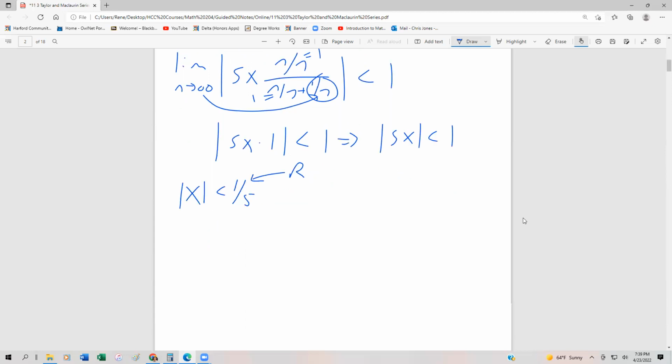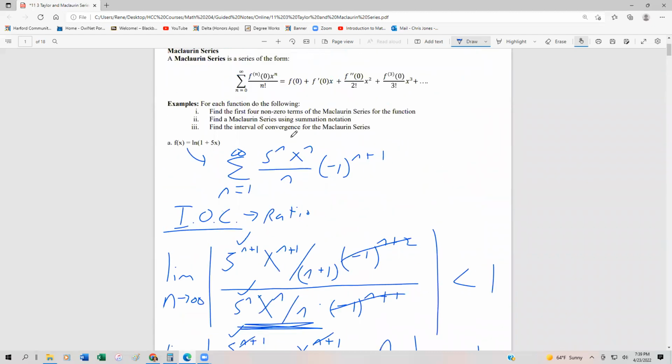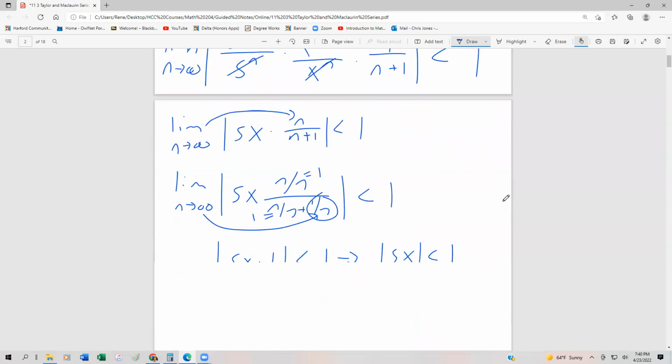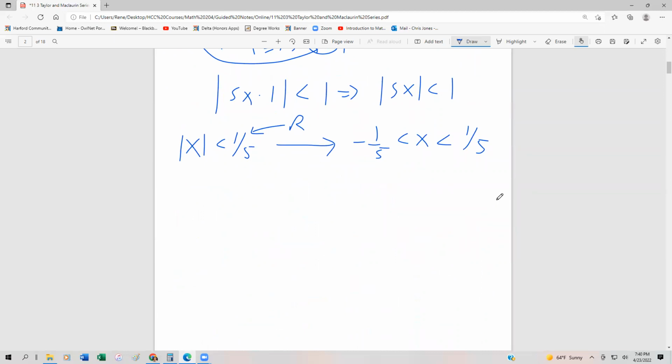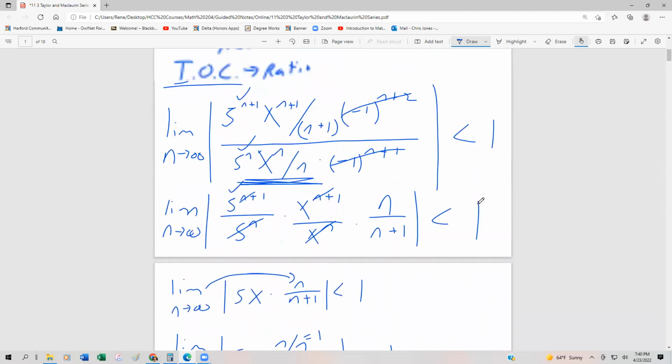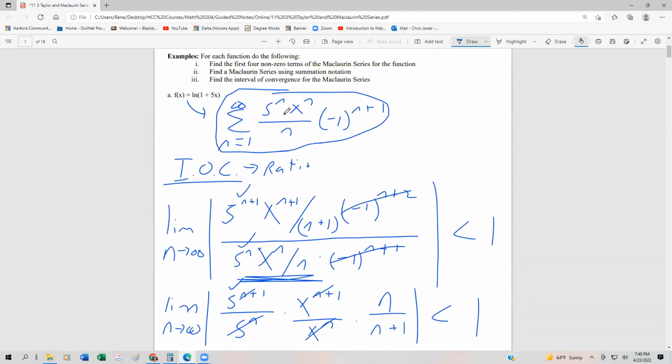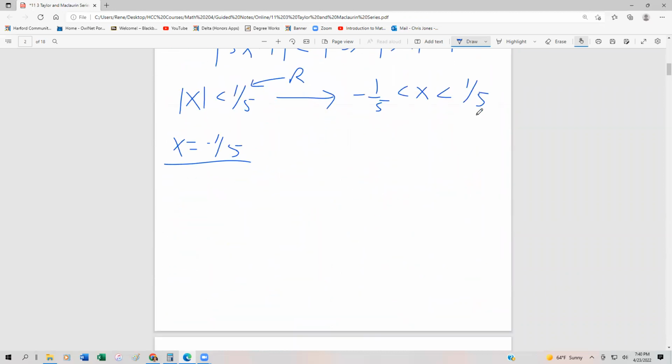But to get the interval of convergence, we're going to have to break this up into a compound inequality where we have negative 1/5 less than x less than 1/5. Then we're going to substitute back into the original series and try to simplify, testing both of the endpoints. Let's start with x equals -1/5. We're just going to substitute -1/5 back in for x here, and that's going to be the series, 5 to the n.